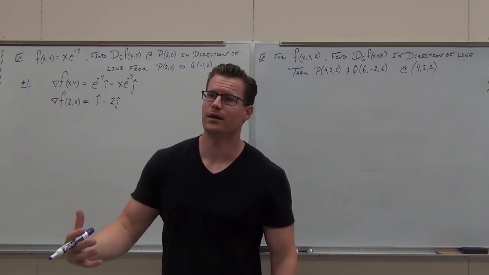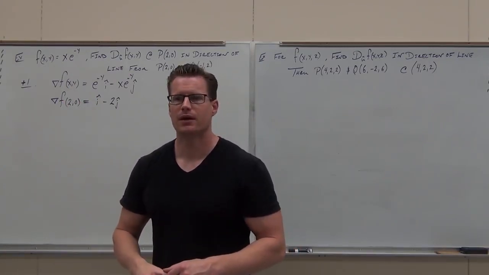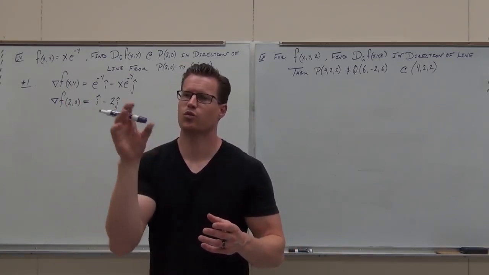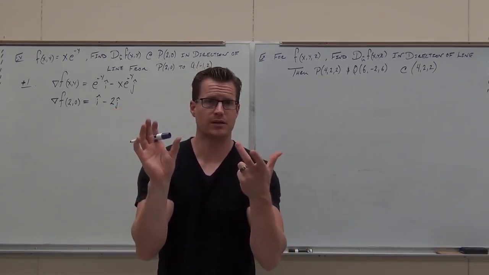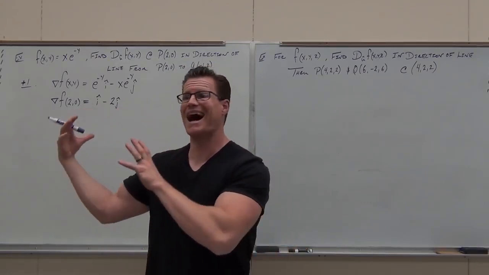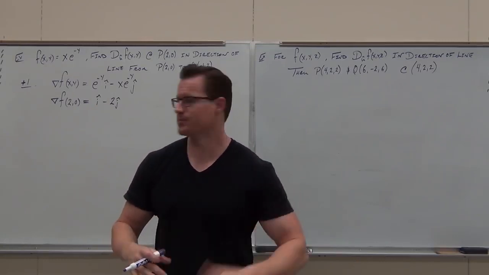So that's step one. Step two is, hey, you know what? Find the other thing. If the derivative is gradient dot unit vector, we just found the gradient vector. Got it. Now find the unit vector.